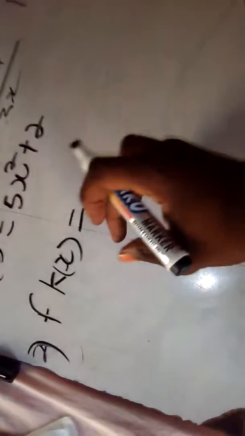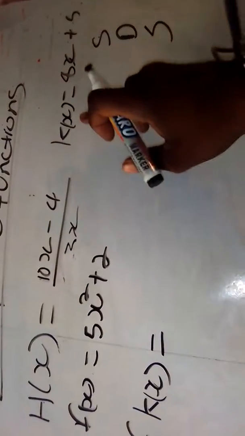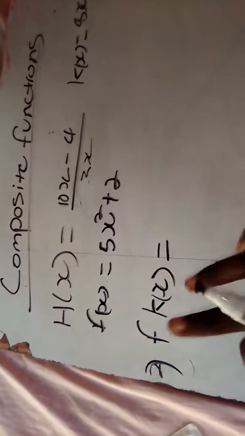It simply means you need to take the function k of x and substitute it into the function f. So in doing this, we know we need to do three things, SDS. First, we need to write back one of the functions. f was 5x squared plus 2, and k of x is 8x plus 5. So those are the two functions. We need to put k of x into the function f.